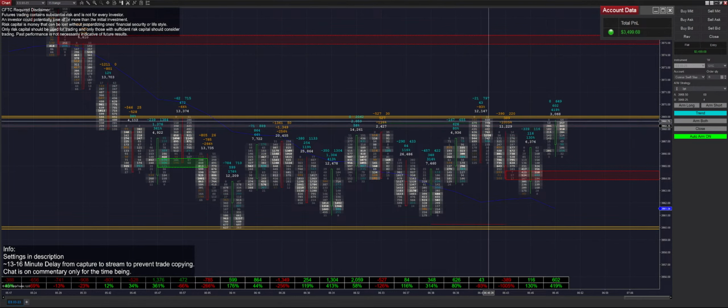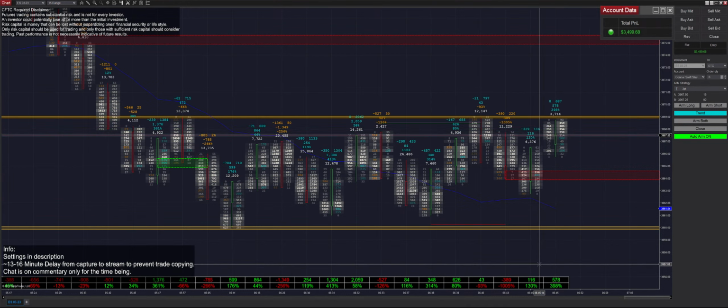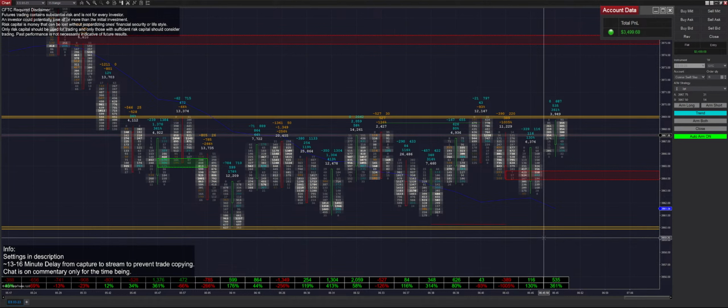We got that first touch earlier. We have a pretty high likelihood of pushing through, especially with increasing delta. We have 500% increased delta from the previous bar. So we're looking for a long bias here.